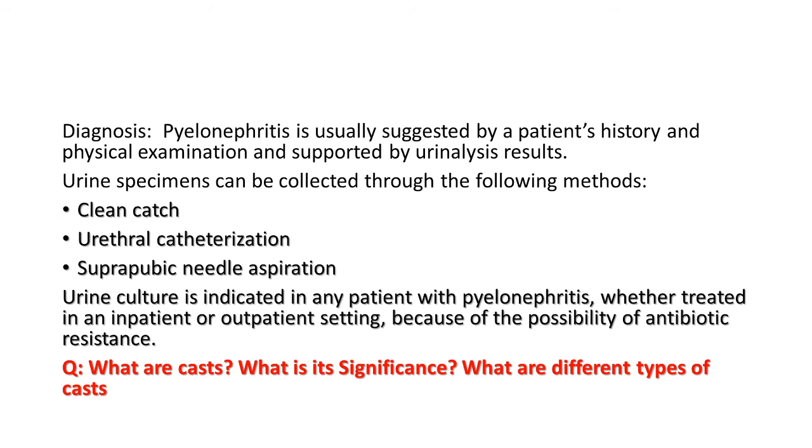So the casts are rectangular, having parallel edges, with a matrix of Tamm-Horsfall protein, which is seen in the collecting tubules of the kidney. Because the casts are formed in the kidney, it indicates the etiology of the disease could be in the upper urinary tract. So it differentiates between pathology of the upper urinary tract and lower urinary tract.